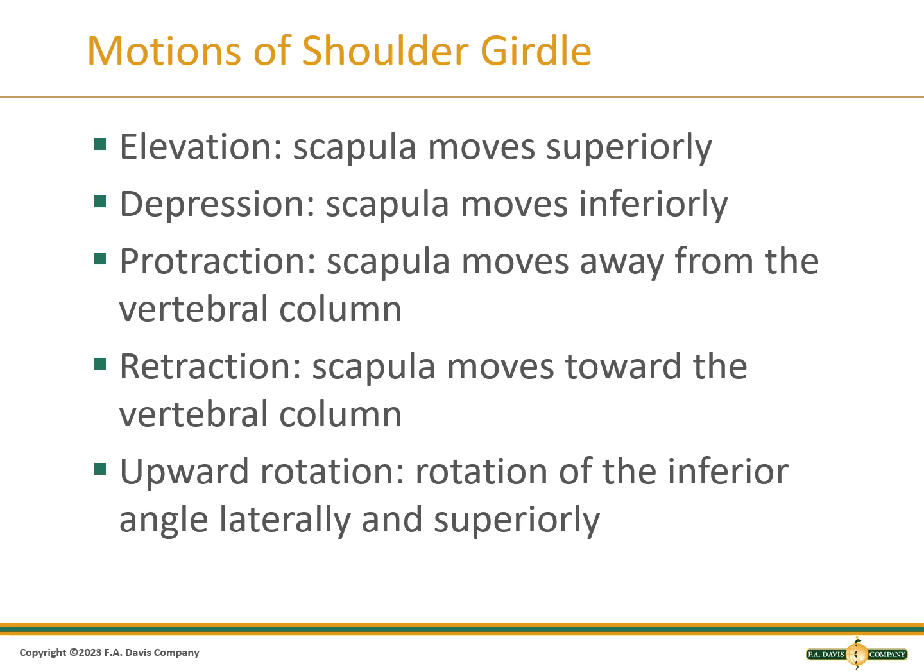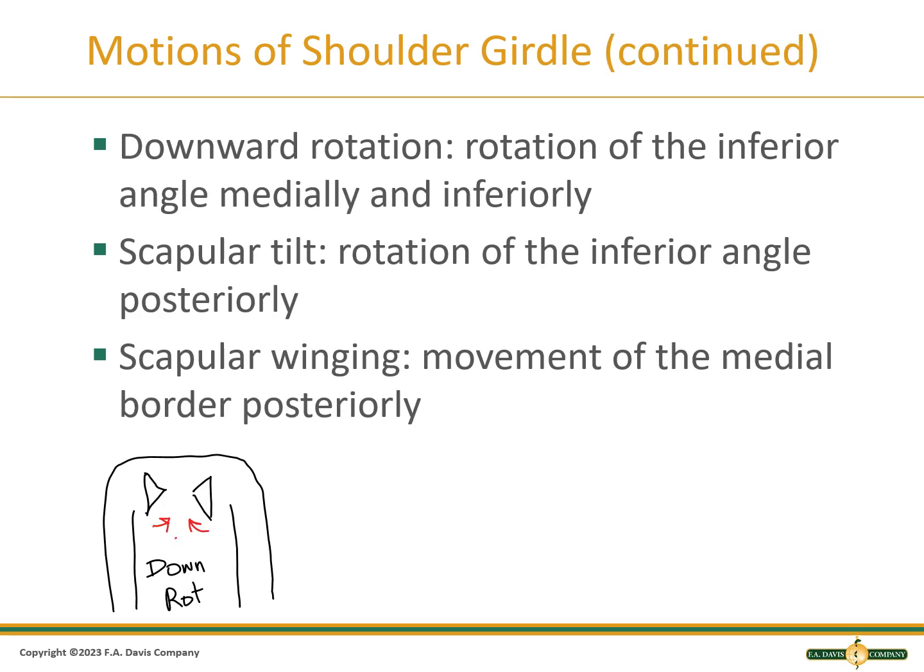Retraction is the scapula moves towards the vertebral column, so that's when we have our patients draw their shoulder blades together. Upward rotation is rotation of the inferior angle of the scapula laterally and superiorly. So the upward rotation is going to look like a clockwise rotation on the left scapula and a counterclockwise rotation on the right scapula when you're observing from the posterior aspect. We also have downward rotation, which is rotation of the inferior angle medially and inferiorly.